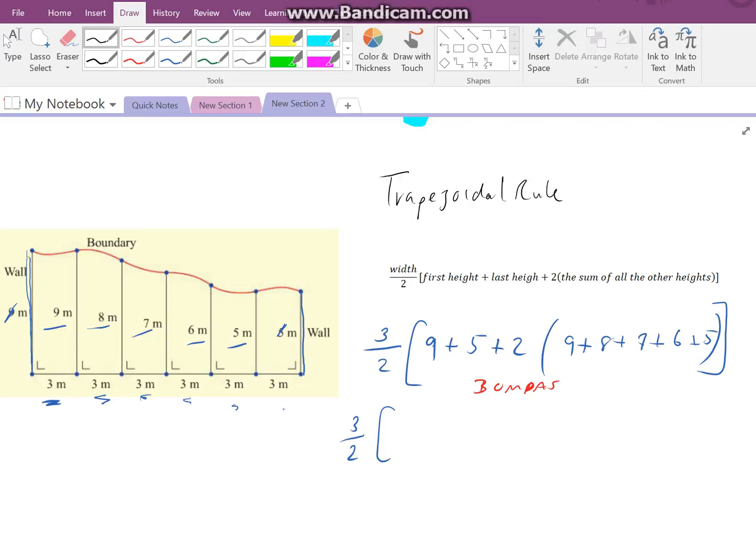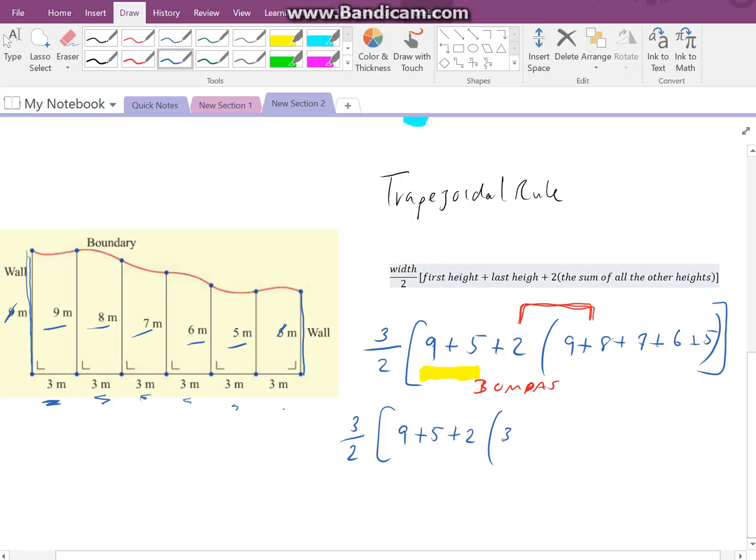The reason I'm saying this is just be really careful. You can add 9 plus 5, that'll give you 14. But you can't add 2 to that, because if you can see, the 2 is actually multiplying these. So we say 9 plus 5 plus 2 on what's in that bracket. So 17, 24, 35 when you add all the bits in the bracket.